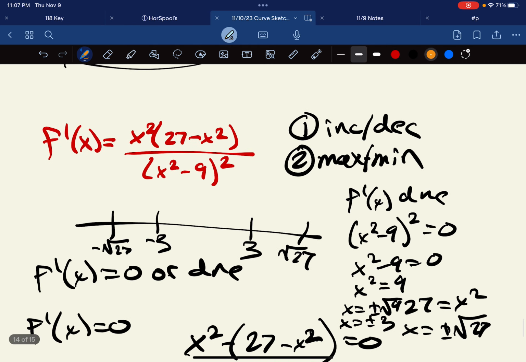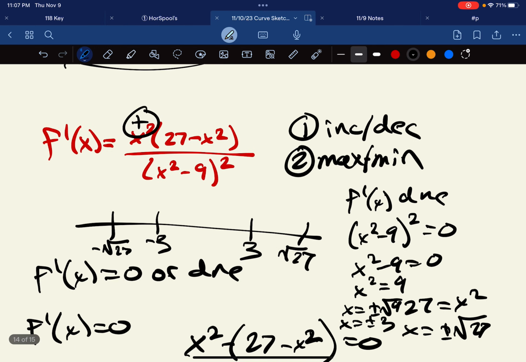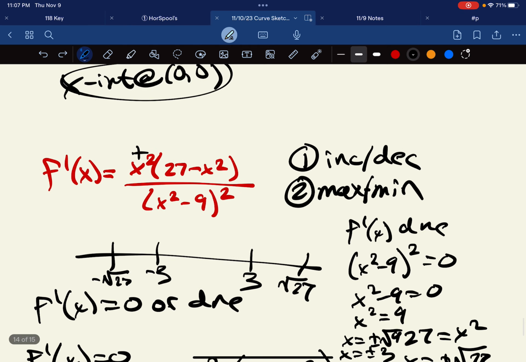So now we want to plug these in. One thing that we can notice is this term is always going to be positive, because if you square a negative number, you get a positive number. If you square a positive number, you get a positive number. If you square 0, you get 0. And so is this term, because any term that you take to an even power, the second power, the fourth power, the sixth power, the eighth power, you're always going to end up with a positive number, right? So this term is always going to be positive, and this term is always going to be positive. So the only term that we're really looking at is this 27 minus x squared.